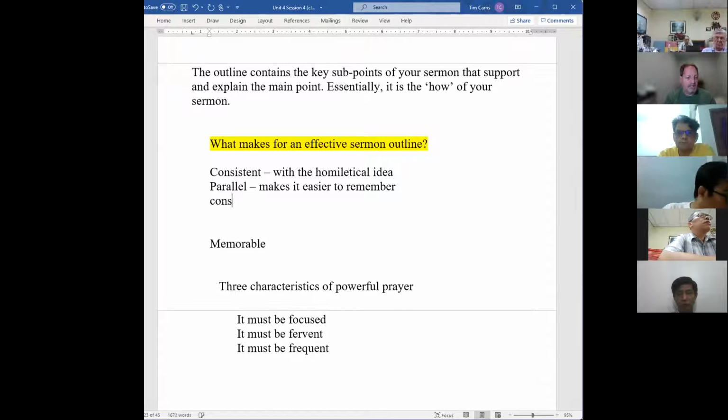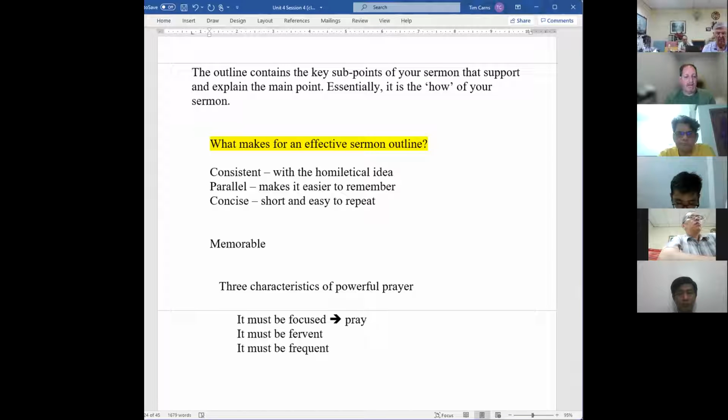Try to make them concise. Again, just like the homiletical idea, you want it to be short and easy to repeat. Just like these. Notice each of these words: it must be focused, it must be fervent. Or you could even make it shorter and more directed by saying, pray with focus.